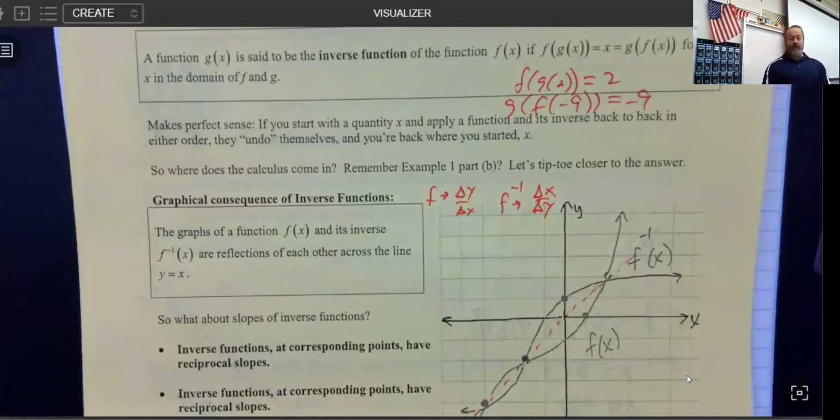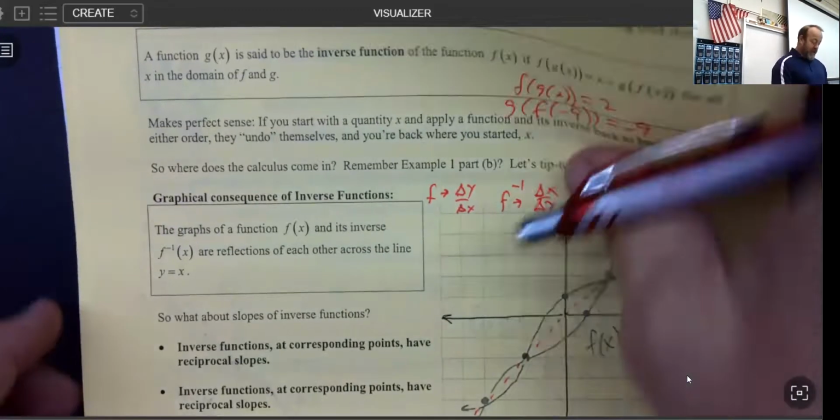Be very careful. That's not the same as a perpendicular or normal, because that's opposite and reciprocal. This one is just flip it over, and you'll see that right down in here.